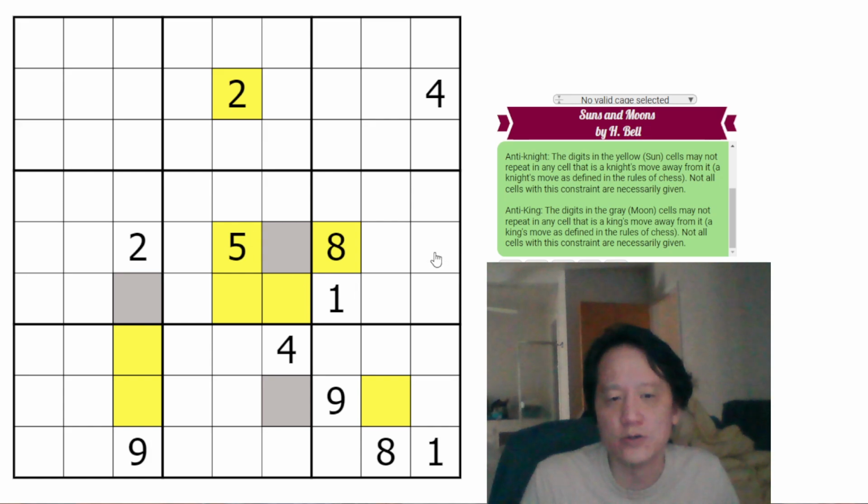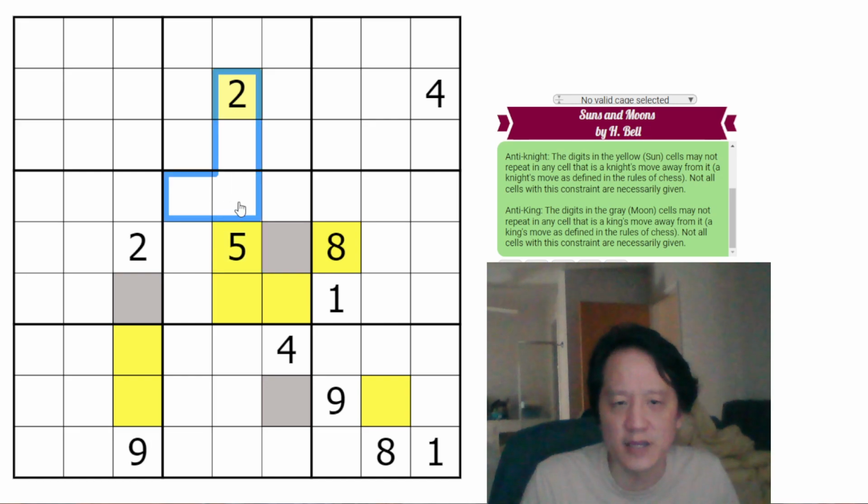Okay, so the simple one that I saw was this 2 means this cannot be a 2 here. The 2 obviously can't be here. This can't be 2. So this could be the 2. So the only 2 spots for the 2 have to be here.